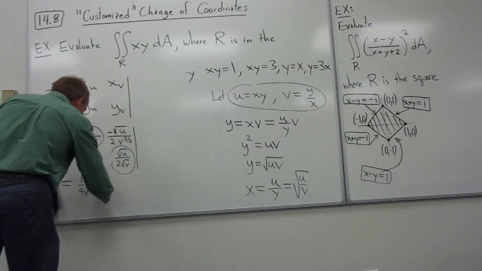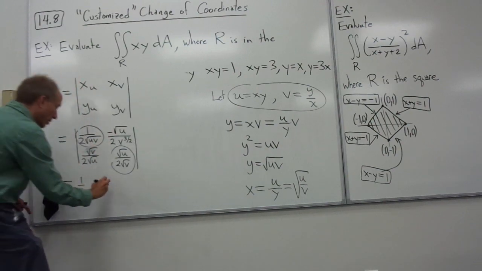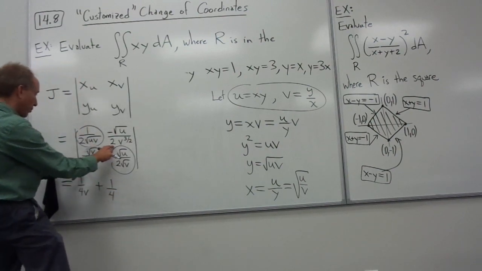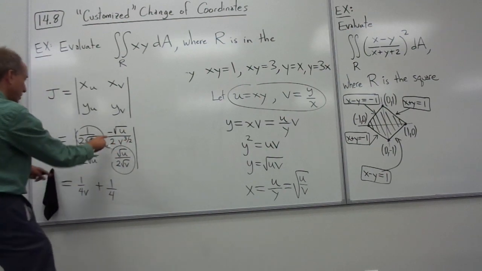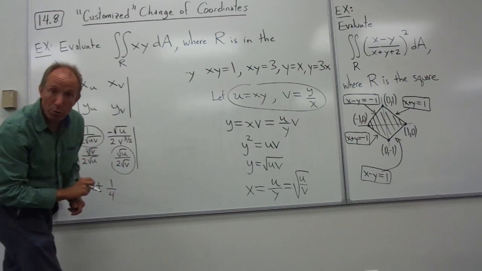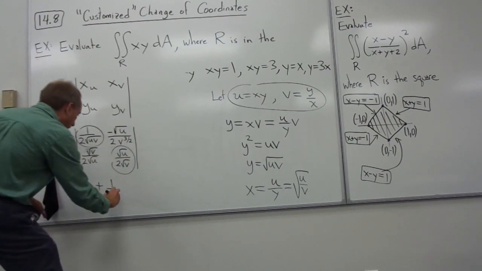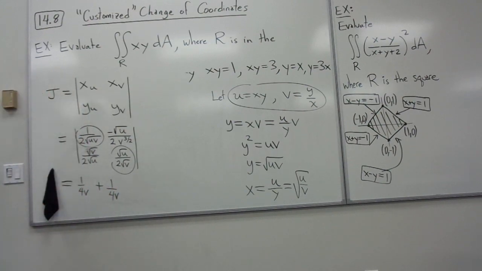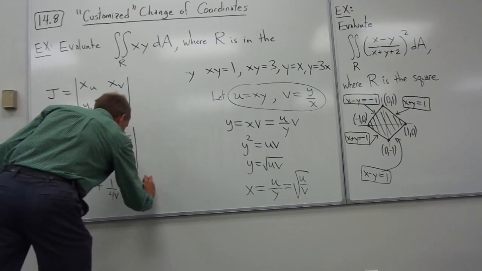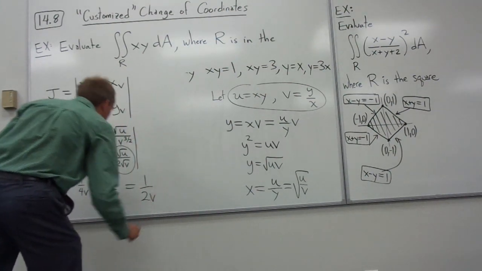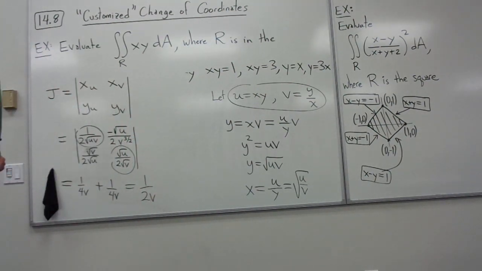And then we have minus a negative. I'm going to also put down a 1/4. When I simplify this one, the radical u's cancel again, and I end up with a v on the bottom again. So my Jacobian turns out to be 1 over 2v, right?